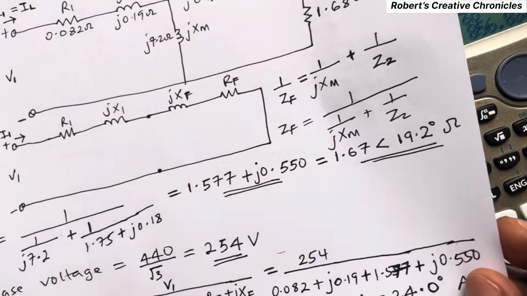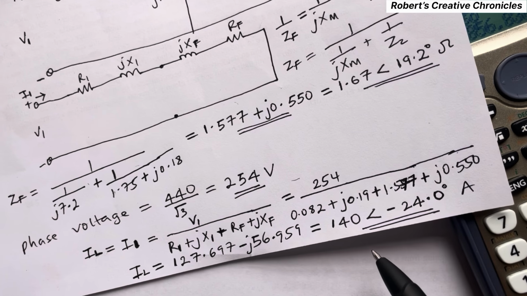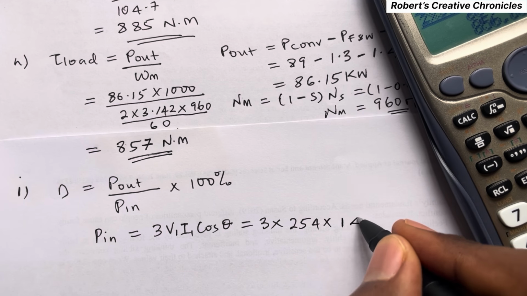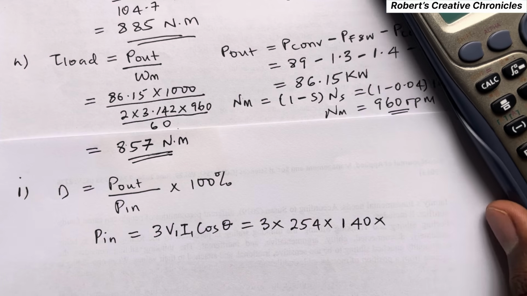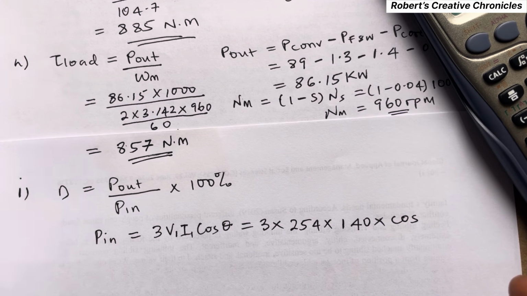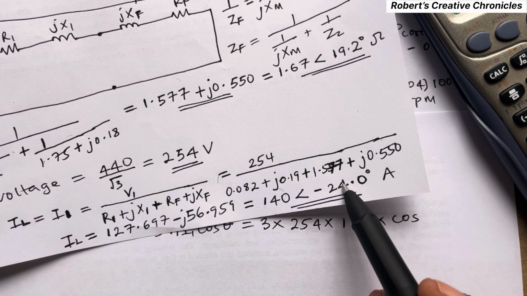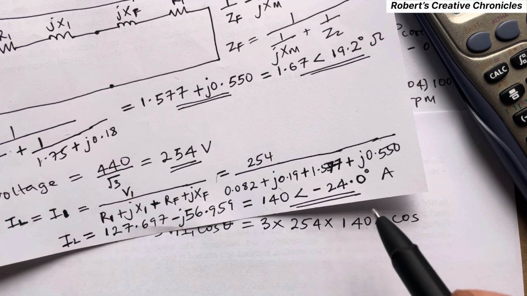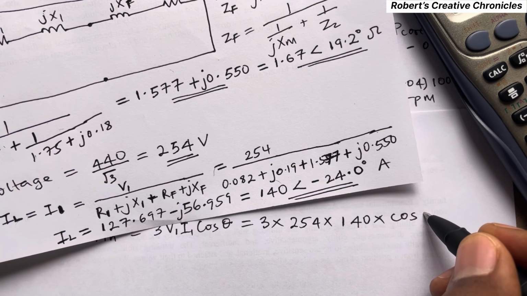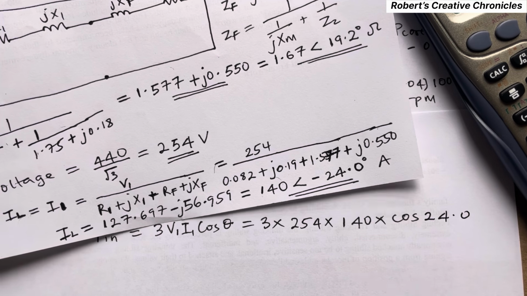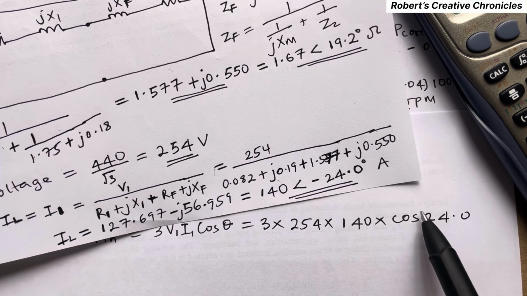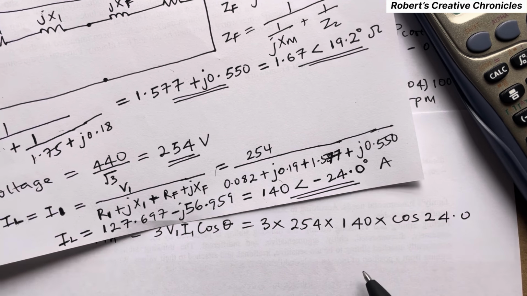Then what is I1? I1 is the line current, which is 140. We are using the magnitude, not the angle. Then what is the angle? For cos, the angle we are going to use is 24, which is the angle of the line current. Here we are only going to put the magnitude, not 140 angle of negative 24. But for cos theta, we are going to use the angle.